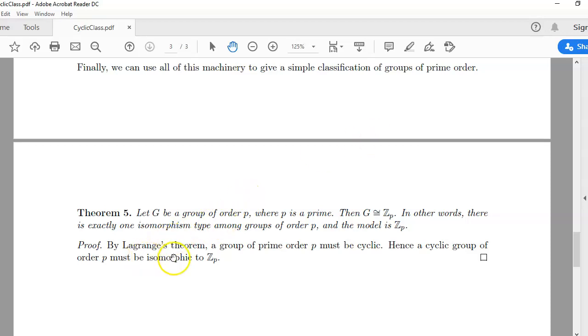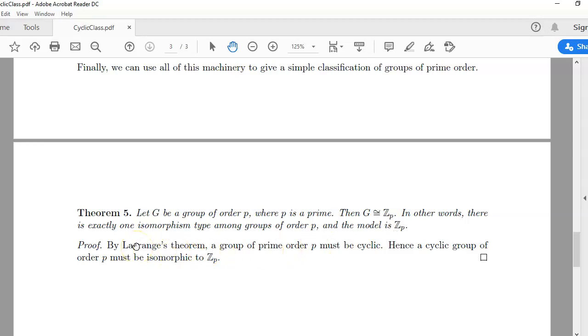And look how short the proof is. This is now very easy. So here's the classification of groups of prime order. Let G be a group of order P, where P is a prime. Then G has to be isomorphic to Z mod P, and there are no other options. In other words, there is exactly one isomorphism type among groups of order P, and the one model is Z mod P. And the proof is easy.